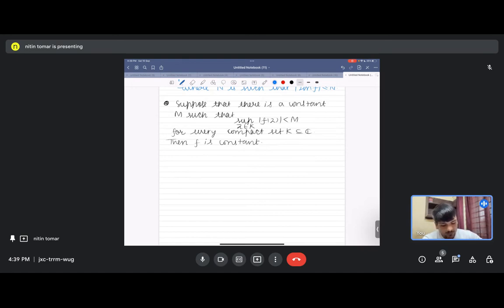Okay. So the main idea that we'll be using is that the derivative at any point is going to be zero. So choose, take any arbitrary point.